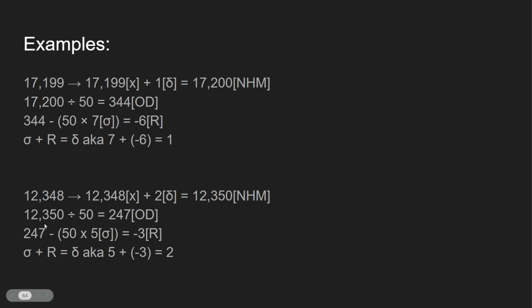So 247 minus 50 times 5, which is 250, so this is 247 minus 250, will give us negative 3. And that's okay, because sigma, the amount of times we're doing it, plus the remainder, which is negative 3, equals delta, which is 2. So 5 plus negative 3 equals 2.